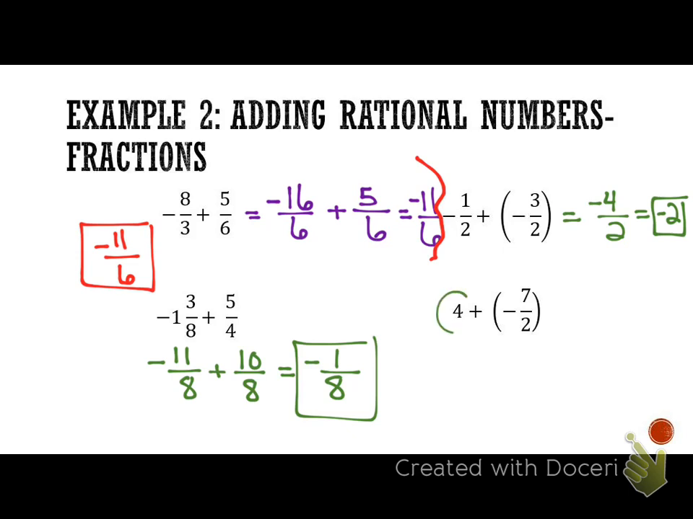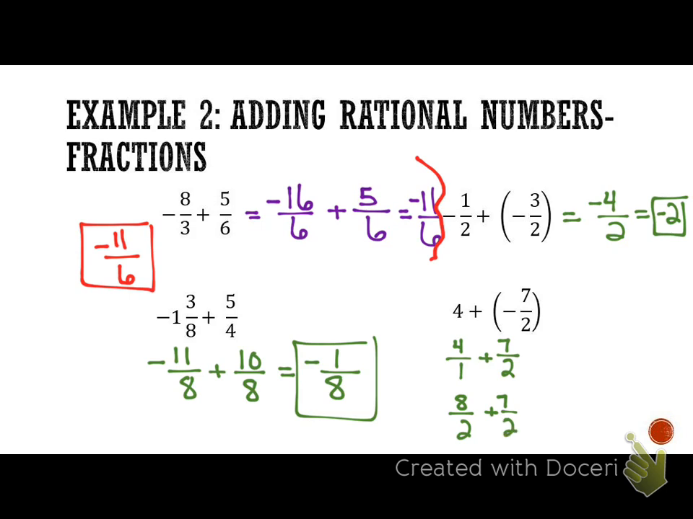All right, whole numbers. What can I do with 4 to make it match up a little better with 7 over 2? Okay, can I start with 4 over 1? Yes. Plus 7 over 2? But I need this bottom number to be a 2, so what do I multiply it by? 2. So what do I multiply the top number by? 2. So 8 over 2, everybody in agreement? Yes. Plus 7 over 2.